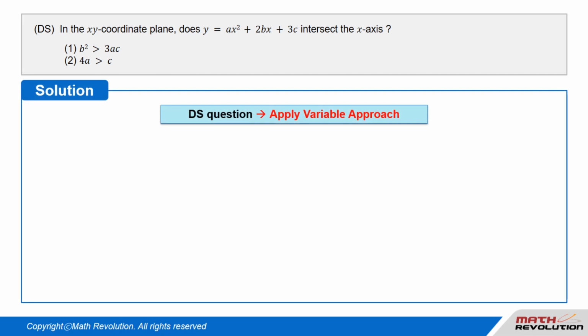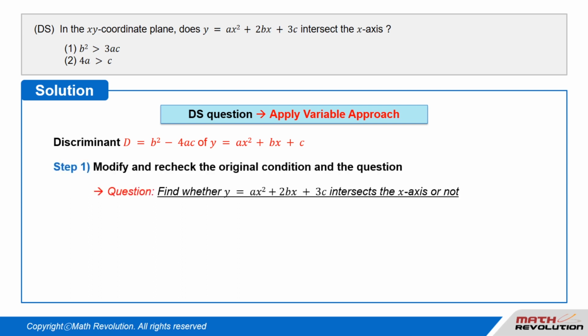Solution. Let's solve this DS question using the variable approach. Discriminant D equal to b squared minus 4 times a times c of y equal to a times x squared plus b times x plus c. Follow the first step of the variable approach by modifying and rechecking the original condition and the question. The question asks us to find whether y equal to a times x squared plus 2 times b times x plus 3 times c intersects the x-axis or not.